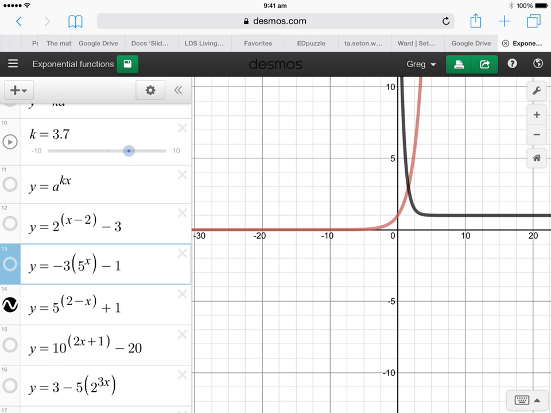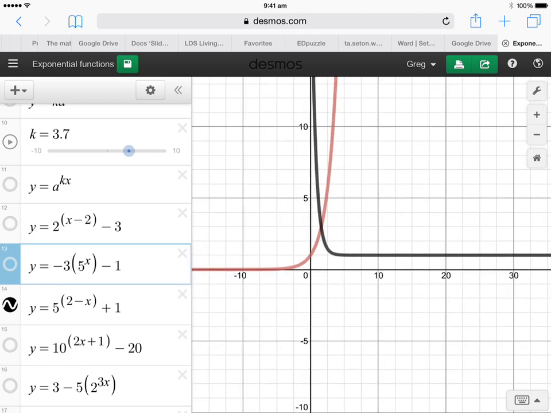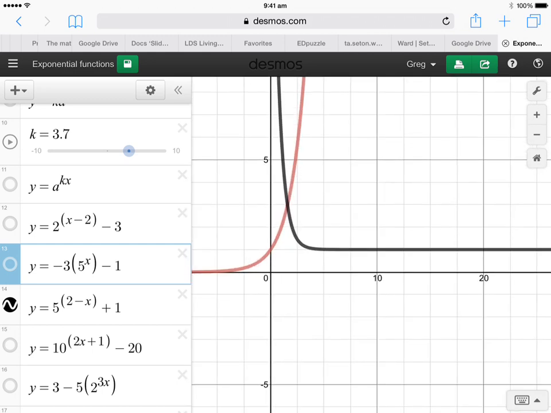Next one, 5 to the 2 minus x, plus 1. Nasty. Because there's a negative x in the power, we've got a reflection in the y-axis. So I know it's going to be flipped over and going in that direction. Because the 5 is in the base, I know it's going to be a lot steeper. And if I look at the power, I'm thinking, what value of x makes that 0? It's 2. So this is shifted 2 across to the right, and with a plus 1, shifted up 1. Hence we get that black graph there.